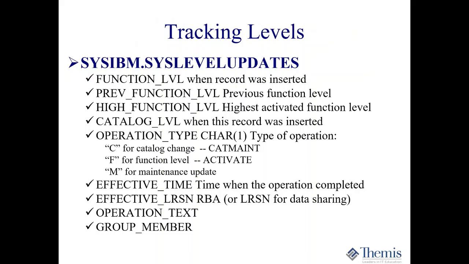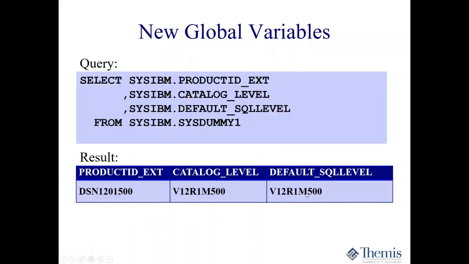We also have catalog support for this. SYSLEVELUPDATES gets a row in every time you perform maintenance that will allow you to go to a new function level, anytime you do a catmaint, and anytime you actually activate a new function level. So it'll give you timestamps, RBAs or LRSNs, depending on whether or not you're data sharing. So you can kind of keep track of when things happen from a maintenance and function level perspective in this catalog table, which is kind of nice. Never really had anything like that before.